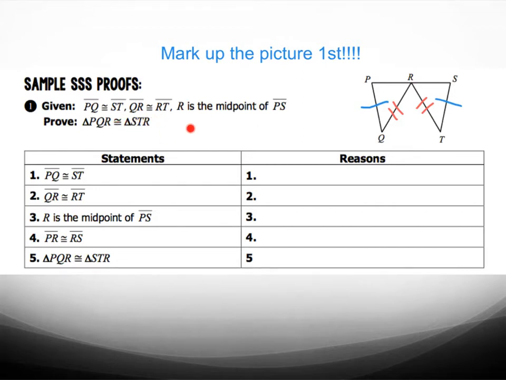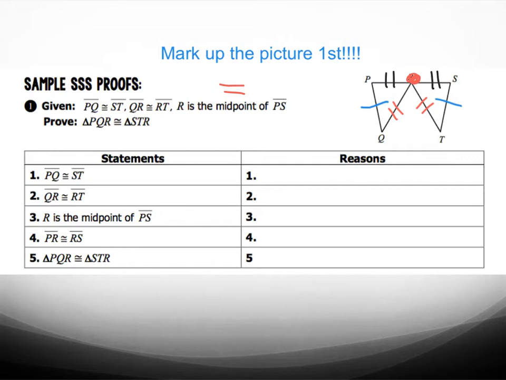So this next bit of information, R is the midpoint of PS. Anytime we see the word midpoint, we know something is going to be equal. So R right here is right in the middle of PS. So what that means is that it splits it into congruent parts. So P to R is congruent to R to S. So when I take a look at it now, I can see three sides of one triangle are congruent to three sides of another. Therefore, the triangles are going to be congruent.